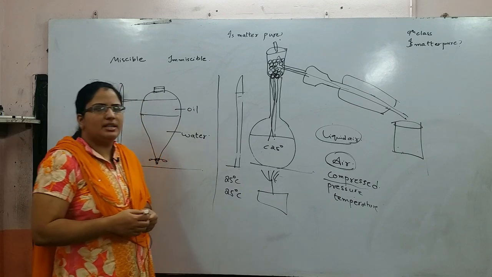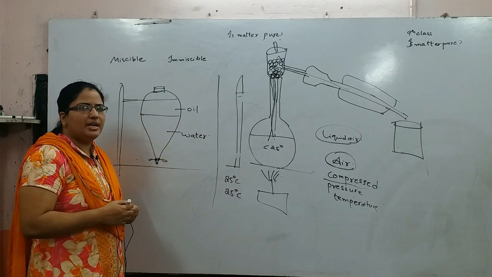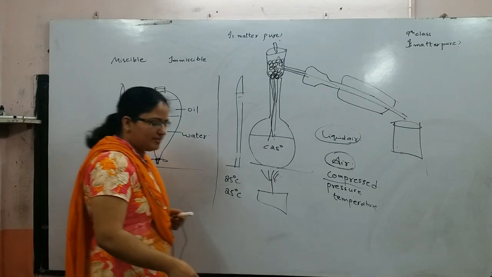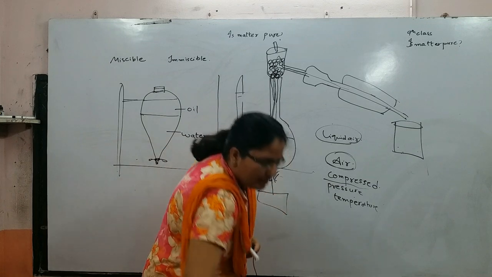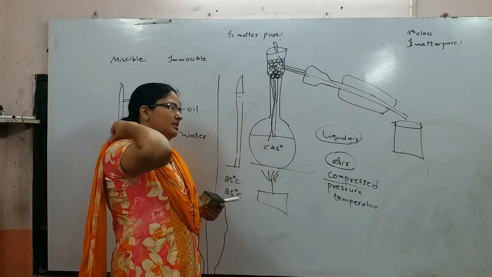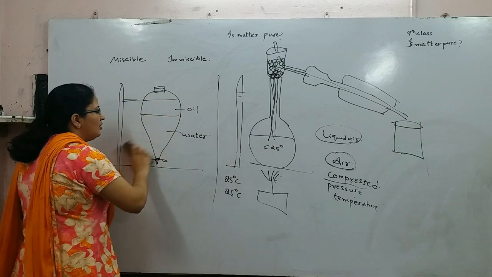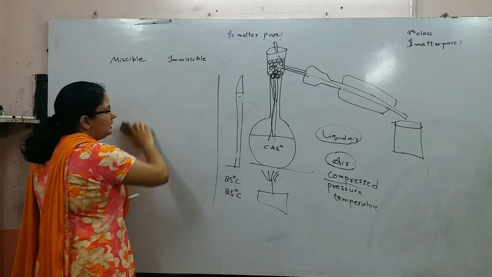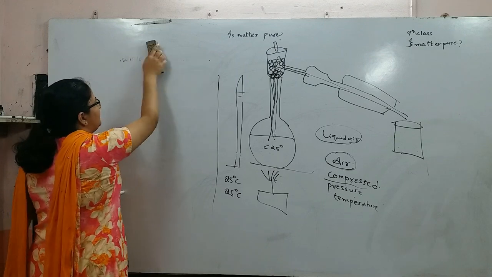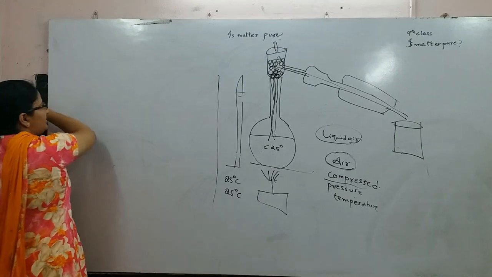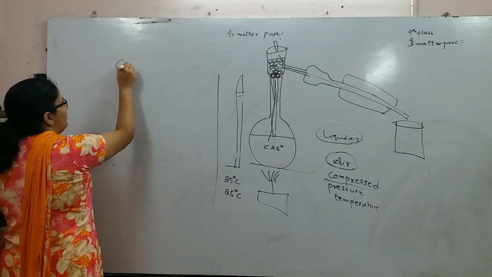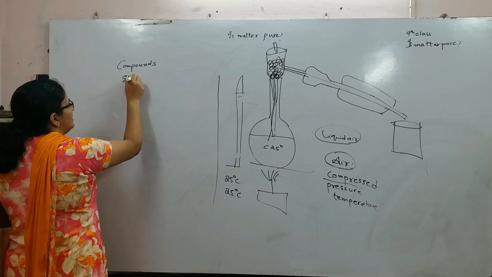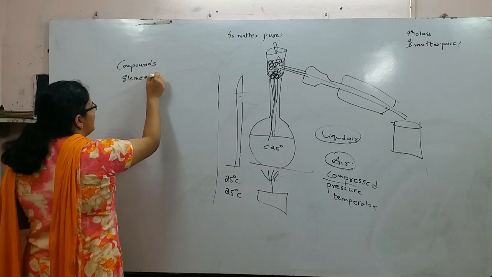So far we have discussed mixtures, how to separate different mixtures. Now we will discuss how to separate elements in pure substances. Pure substances are of two types: compounds and elements. These two are pure substances.